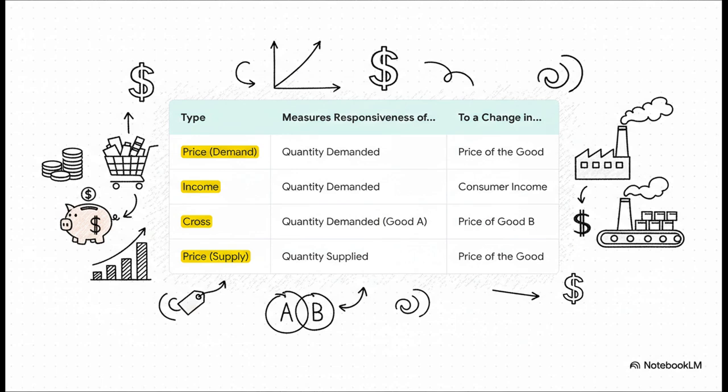So here it is, our whole framework on one slide. It's kind of like a cheat sheet. You can see we're always measuring the response of either demand or supply, and we're tying it to different triggers. Your price, your competitor's price, your customer's income, or the market price. These are the 4 lenses every strategist absolutely needs.